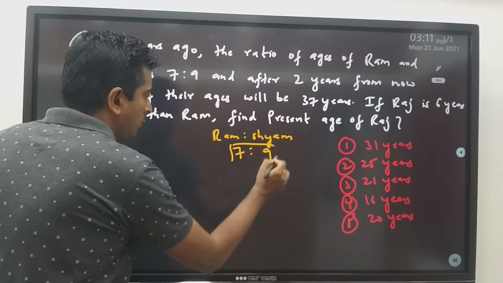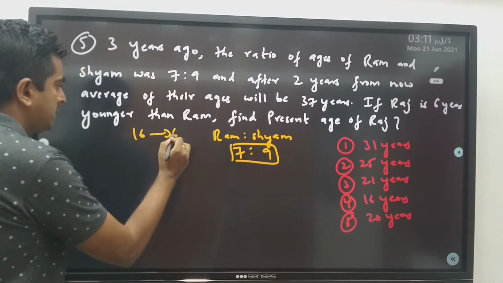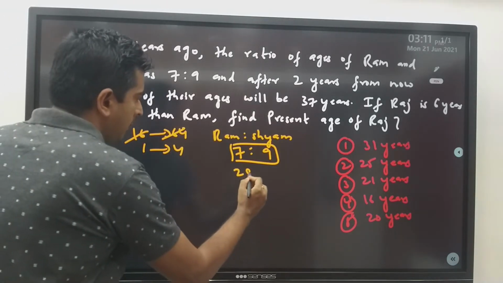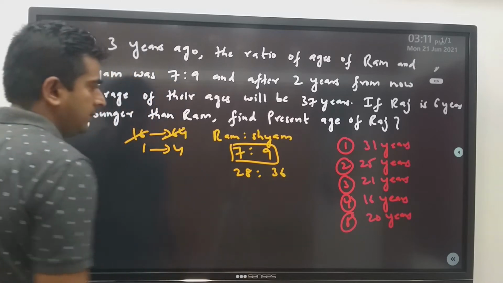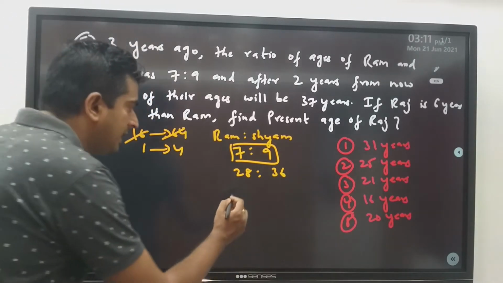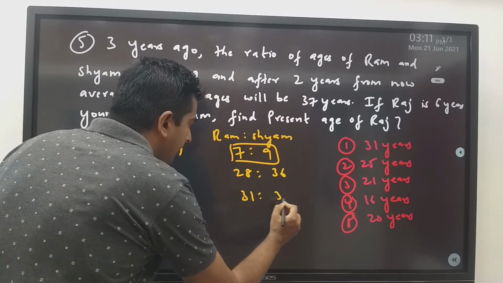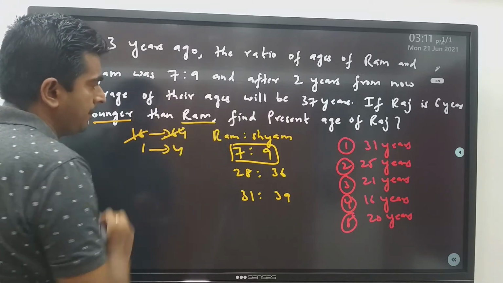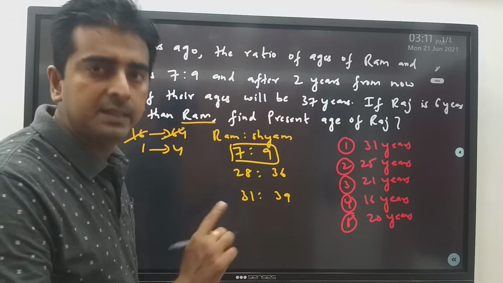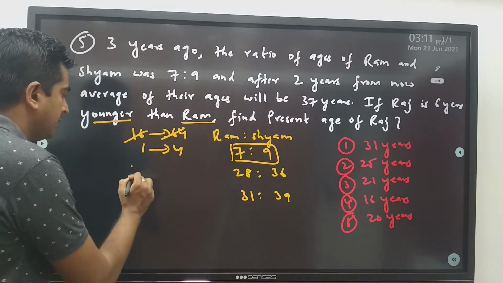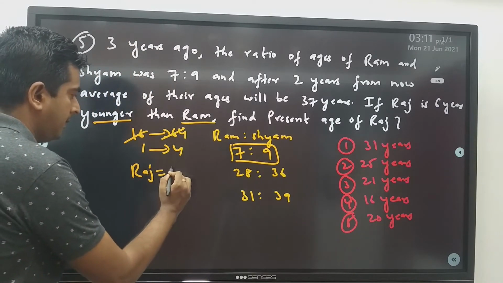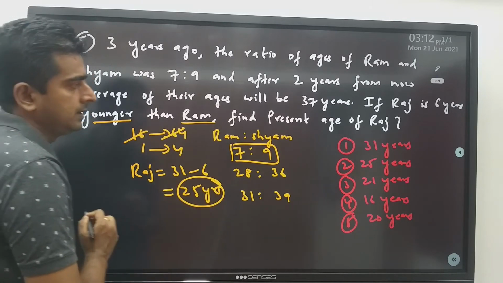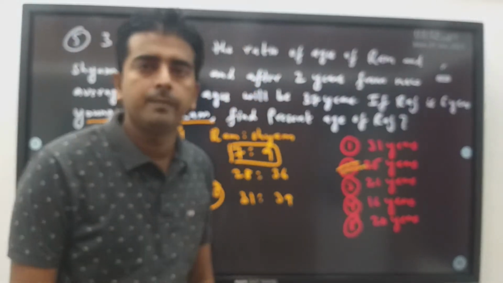That means this total 16 parts is 64. One part is how much? 4. So this is how much? 28. This is how much? 36. This is 3 years ago. Present age? 31, 39. If Raj is 6 years younger than Ram, Ram's present age is 31 and Raj is 6 years younger. So what is the present age of Raj? 31 minus 6. What is the answer? 25 years, which is nothing but the second option.